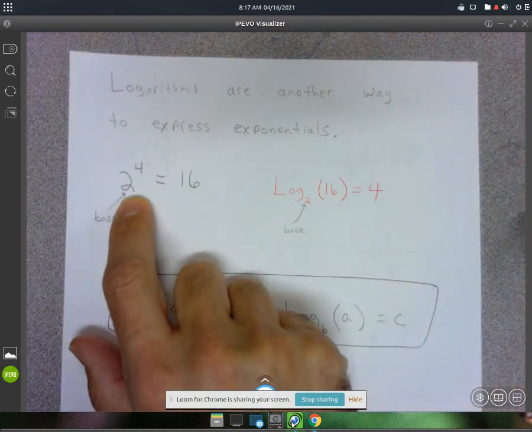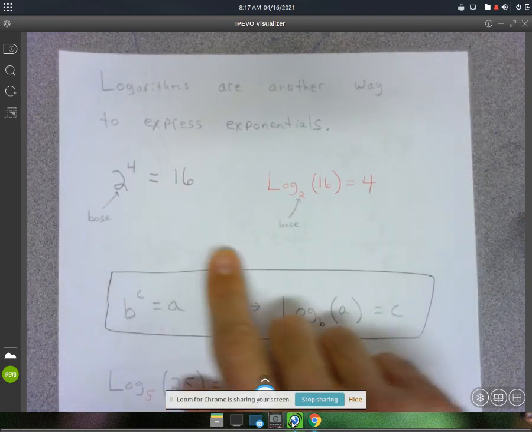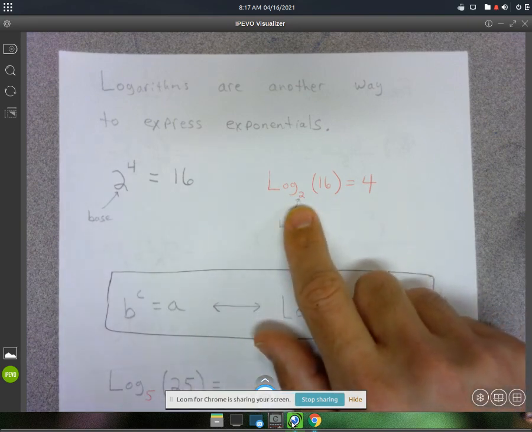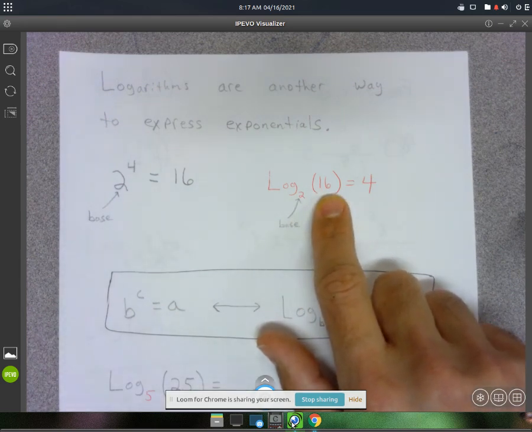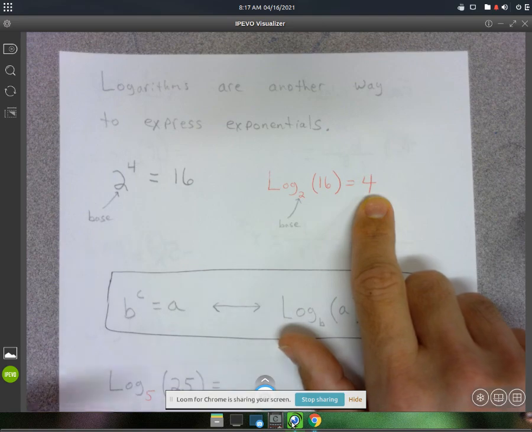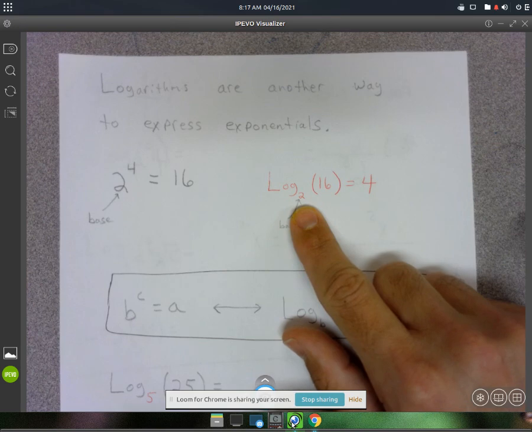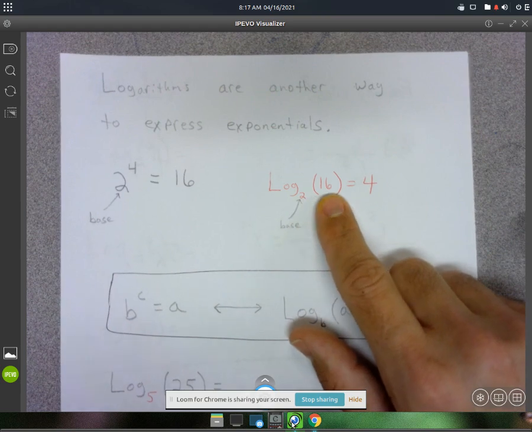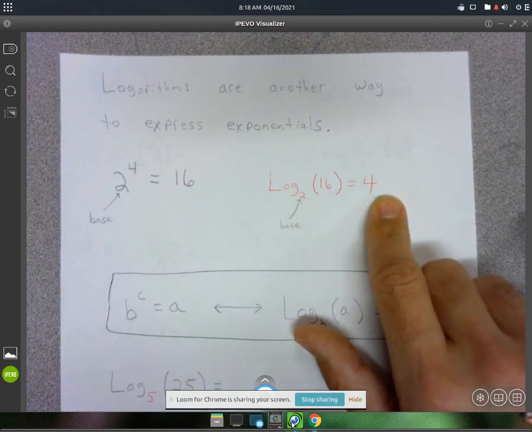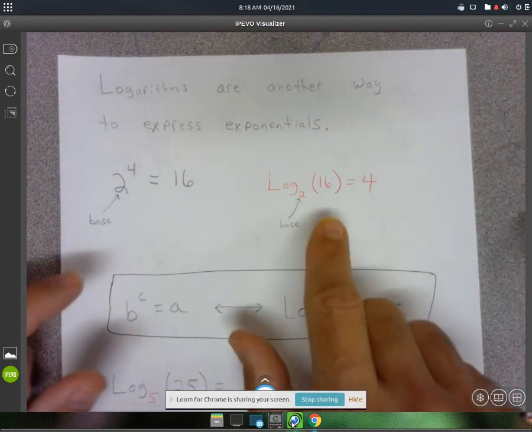So instead of saying 2 times 2 times 2 times 2 is equal to 16, we say, if 2 is our base and 16 is our answer, what was the exponent? That's one way you could think of it. Or, how many times would I have to multiply 2 by itself in order to get 16? And the answer to that is 4 times. So it's just a rearrangement of the numbers.